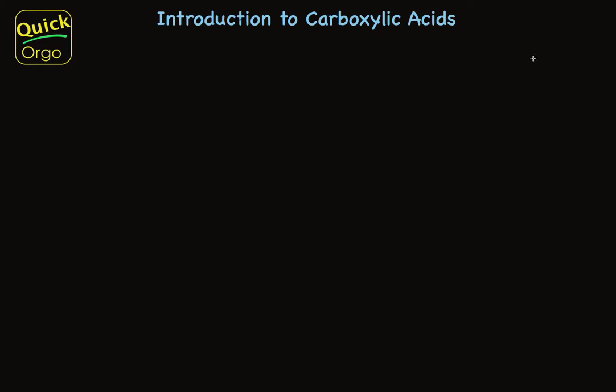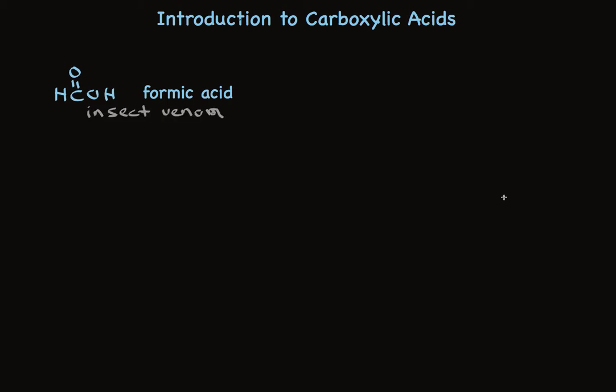Carboxylic acids turn up all over the place. The very smallest one is formic acid. It's a key constituent of insect venom and is really a bad actor when it comes to human tissue. You're much more familiar with its slightly bigger brother, acetic acid.